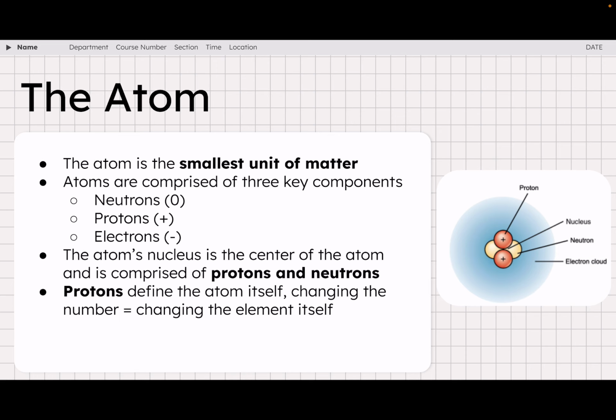Protons define the atom themselves, right? So whatever number of protons there is in an atom, that directly correlates to the element itself. So for example, if there's one proton in the element, that directly means that it is a hydrogen atom. If we were to change the number of protons by any means, that would automatically make it a different element and cause different properties of the atoms to occur. So the protons are basically the defining factor.